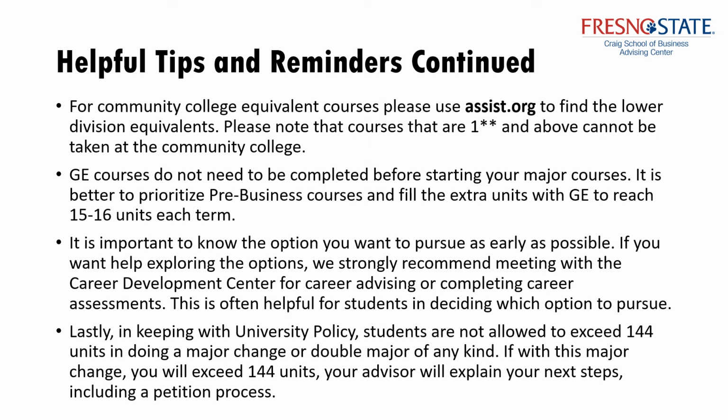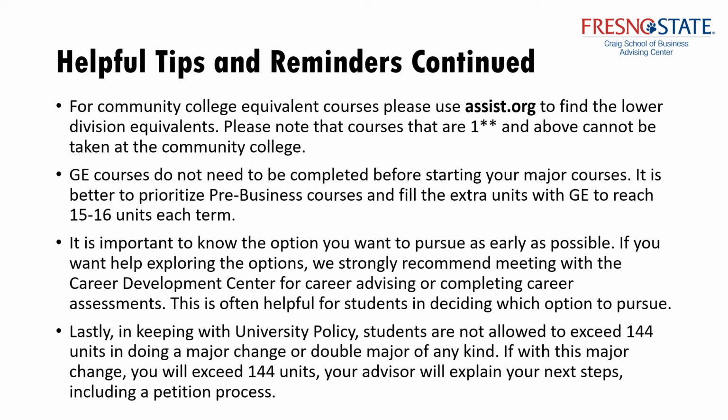For community college equivalent courses, please use assist.org to find the lower division equivalents. Please note that courses that are 100 and above cannot be taken at the community college. GE courses do not need to be completed before starting your major courses. It is better to prioritize pre-business courses and fill the extra units with GE to reach 15 to 16 units each term. It is important to know the option you want to pursue as early as possible.